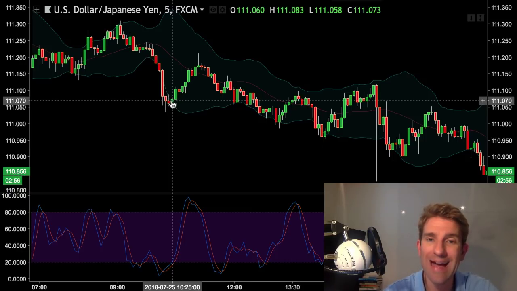Our long entry is going to be at 111.07. What's our stop going to be? It's going to be 10 ticks below that. It's going to be 110.97.